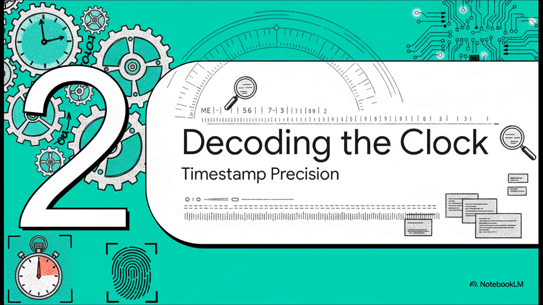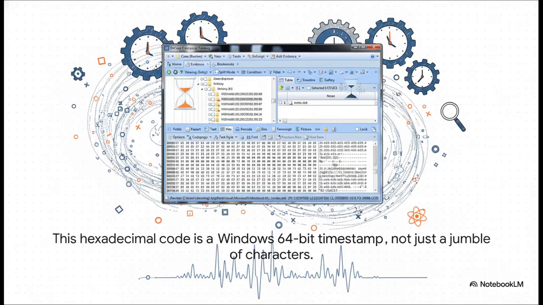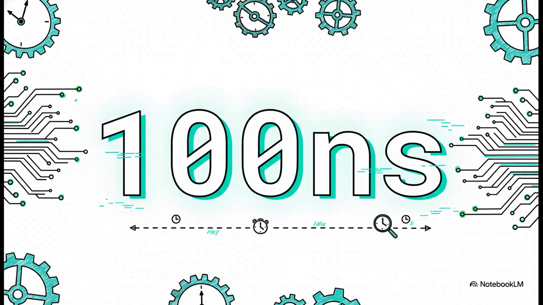So let's decode what one of these timestamps actually looks like to a forensic investigator. Forget about hands on a clock. To a forensic analyst, time looks like this: a big jumble of code. This is a Windows 64-bit timestamp, and it's hiding two absolutely mind-blowing secrets. First, its precision. This thing doesn't just track seconds or even milliseconds. It tracks time in 100 nanosecond intervals. That is a 10 millionth of a second. It's a level of detail that lets you pinpoint an action with almost unbelievable certainty.